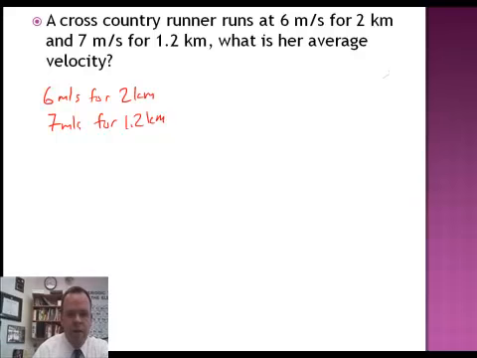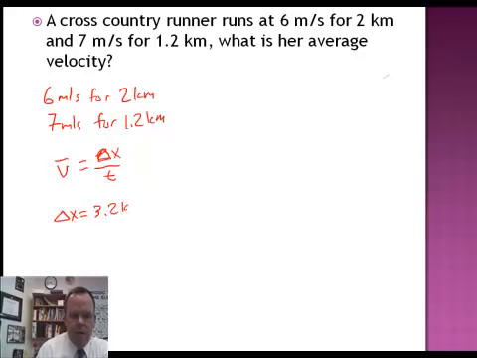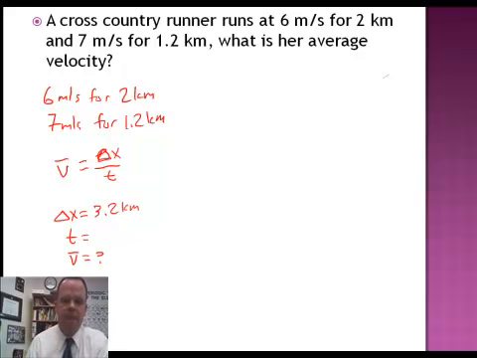Now remember that our equation that we're looking at, average velocity equals displacement over time. For each of these, we're going to need to solve for the time because we need to find out the total displacement of the runner. That's pretty easy, 3.2 kilometers. So this runner is going to run 3.2 kilometers. The question is, what time do they run for? And more importantly, what is their average velocity?